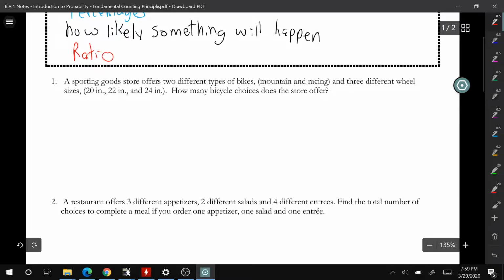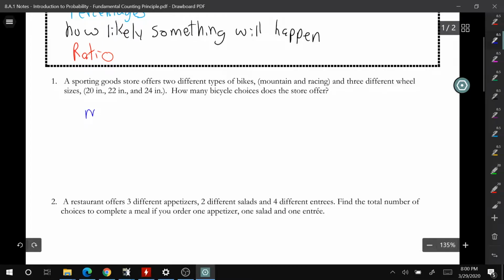So let's look at this first example. A sporting goods store offers two types of bikes, mountain and racing, and three different wheel sizes, 20, 22, and 24. Now, we're asked to find out how many bicycle choices the store offers.